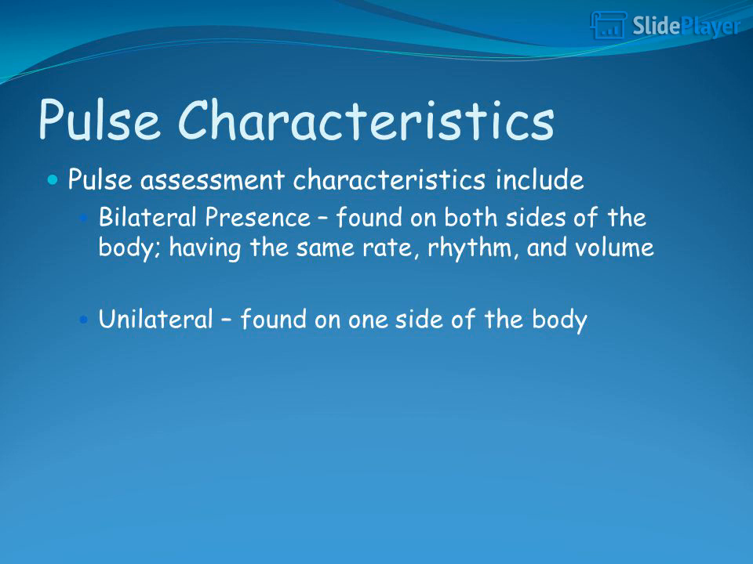Pulse characteristics. Vital signs, Chapter 9. Pulse assessment characteristics include bilateral presence: found on both sides of the body, having the same rate, rhythm, and volume. Unilateral: found on one side of the body.